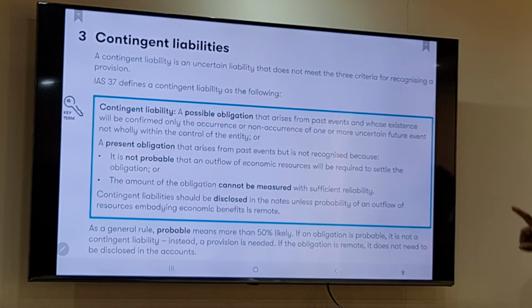From a standards point of view, this is the right definition: a possible obligation that arises from past events whose existence will be confirmed only by the occurrence or non-occurrence of one or more uncertain future events not wholly within the control of the entity. That's what I said, uncertain. It may happen, it may not happen. We don't have any control. The cat is jumping, I cannot control; I don't have the remote to control the way the cat should jump.